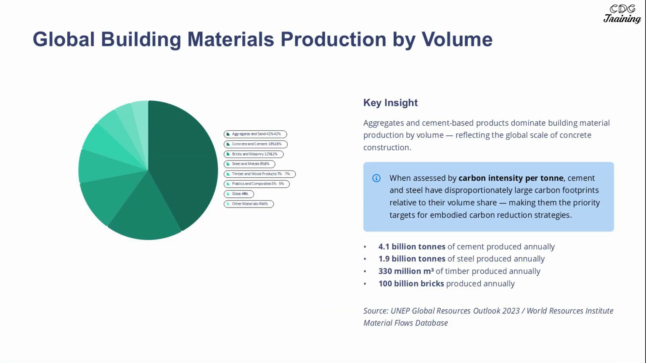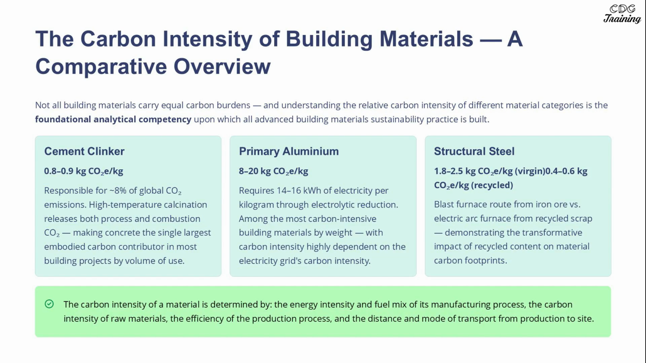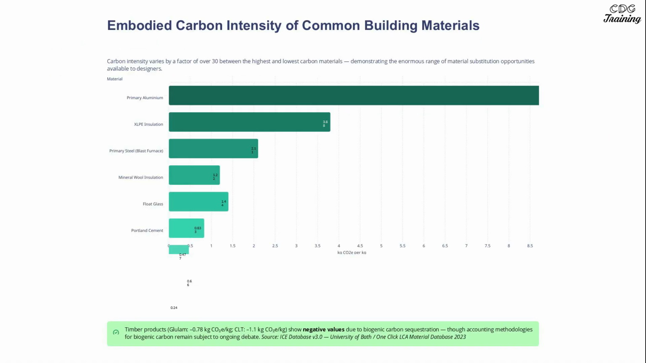Cement and steel dominate building material production by volume, presenting key opportunities for carbon reduction strategies due to their high carbon intensity. Understanding the carbon intensity of different materials is essential for developing effective sustainability strategies in construction. The embodied carbon intensity of materials varies greatly, offering substantial opportunities for designers to make impactful substitutions.